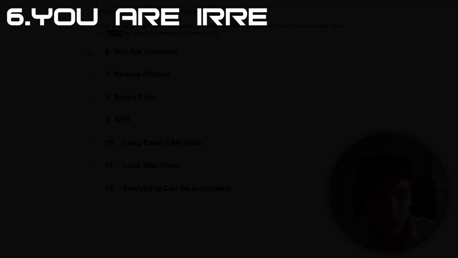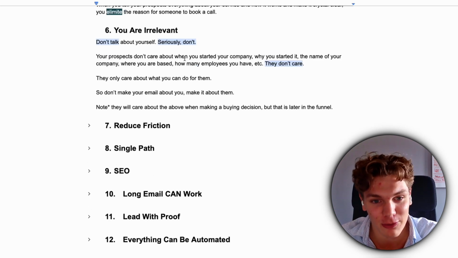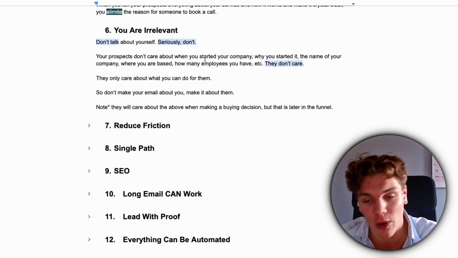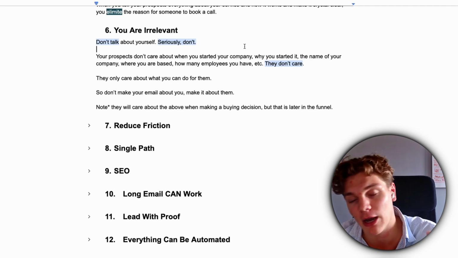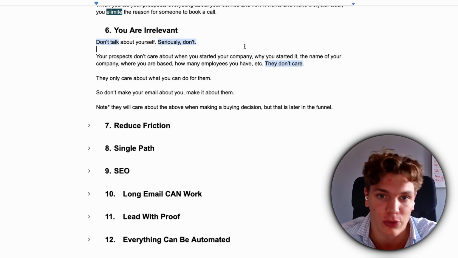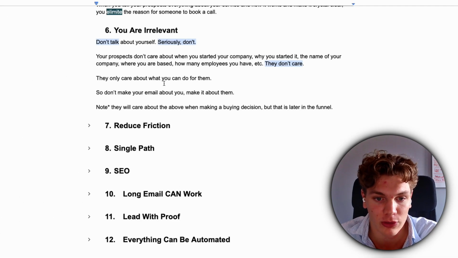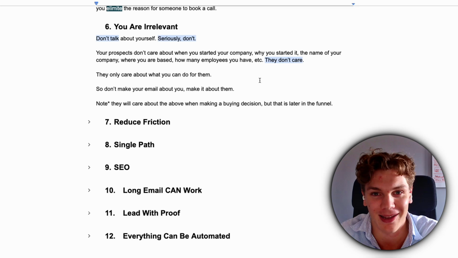And number 6, you are irrelevant. And this is just, don't talk about yourself. Seriously, don't. Your prospect doesn't care about when you started your company, why you started it, the name of your company, how many employees you have, what tools you use. They don't care at all, and they never will care. They only care about what you can do for them. Don't make your email about you.